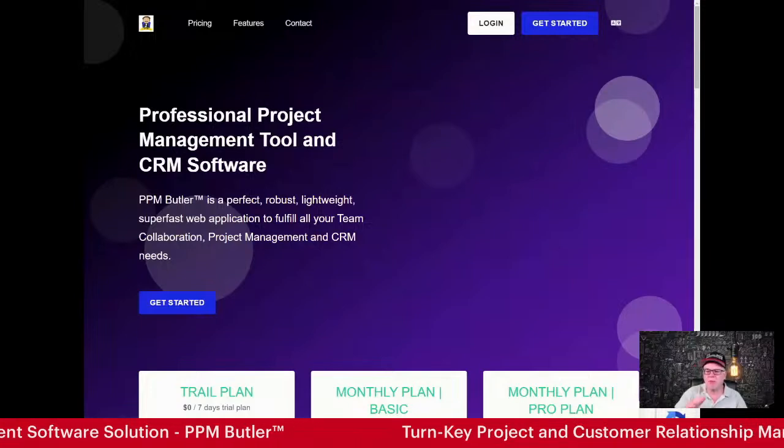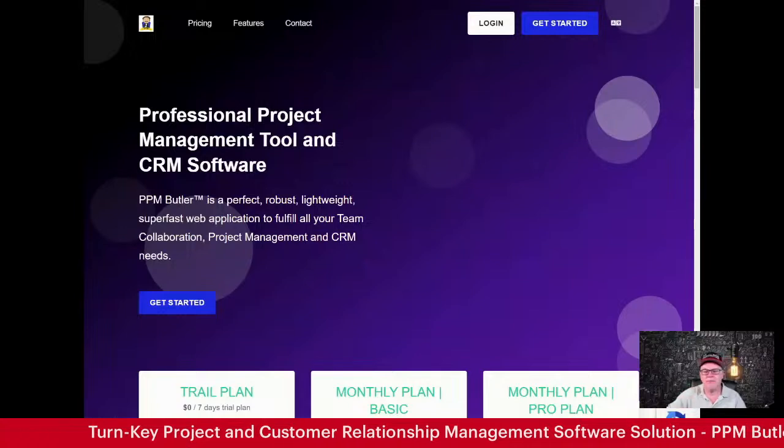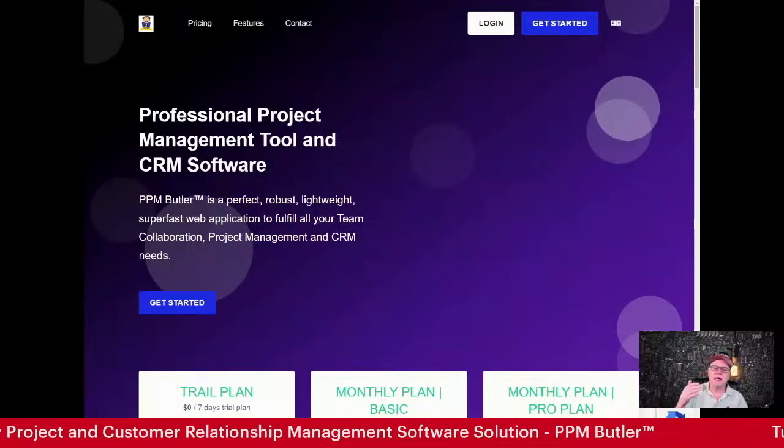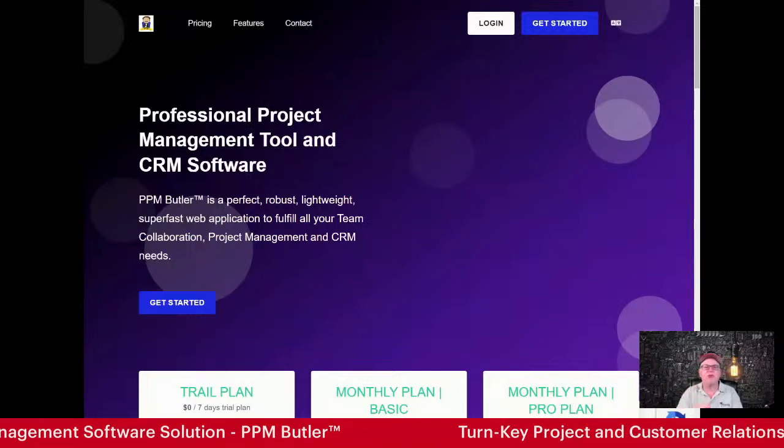And it has so many features in it. You'll be able to manage any project. You'll be able to do video conferencing. You'll be able to do so much in here.